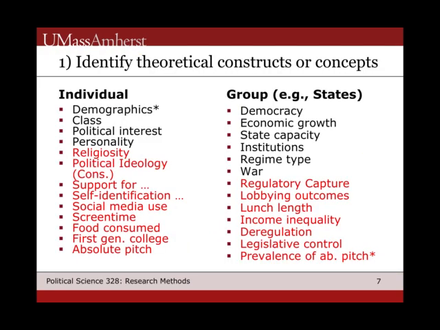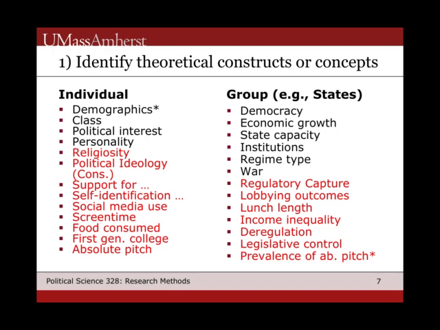Now, when you're identifying theoretical constructs, one thing to think about is that many demographics are measured at the individual level, but they can in fact be measured at the group level. Political interest is usually individual level. Religiosity, ideology, support for some policy, social media usage. However, you have to be careful. For example, whether or not an individual has absolute pitch might be considered individual level, but the prevalence of absolute pitch would be considered group level.